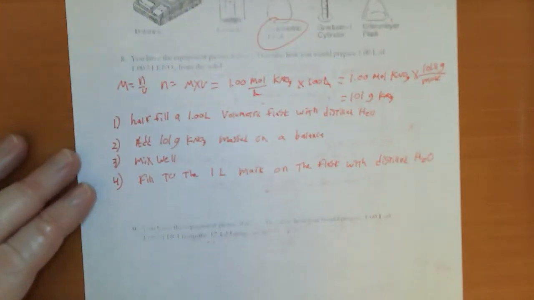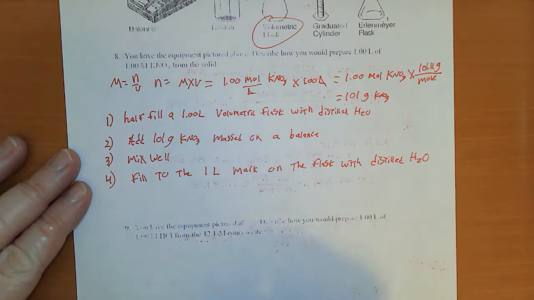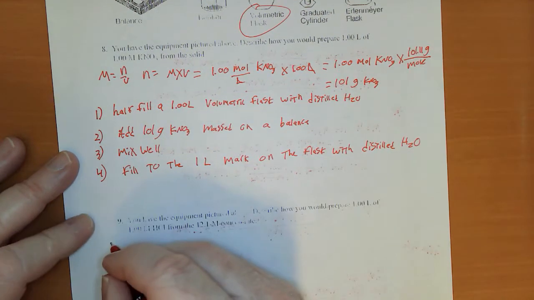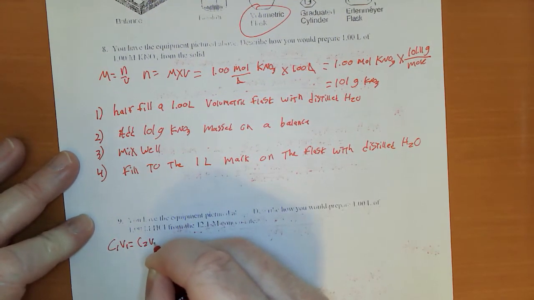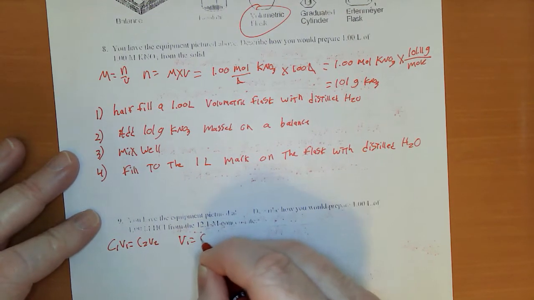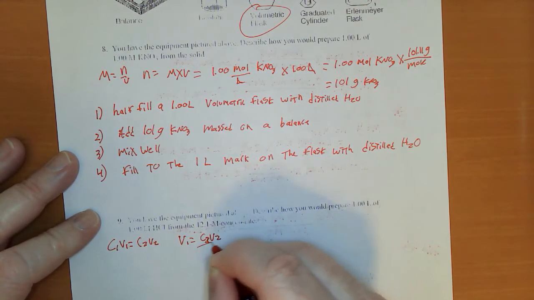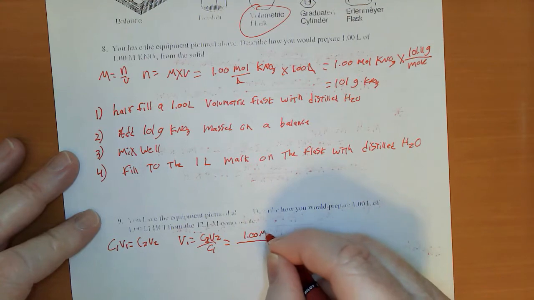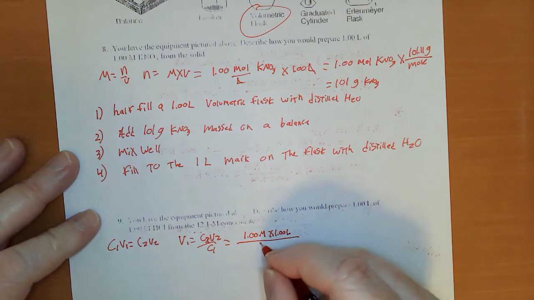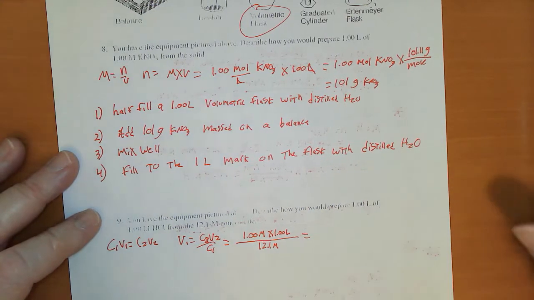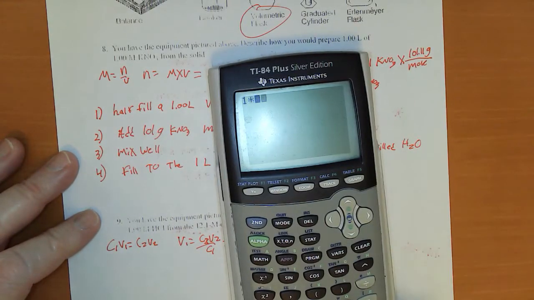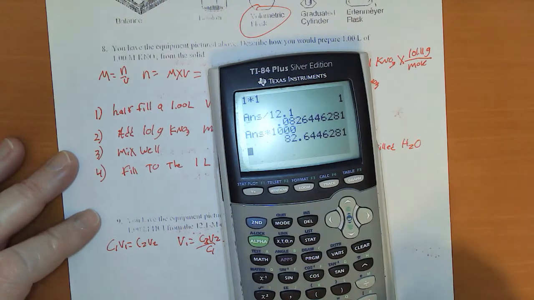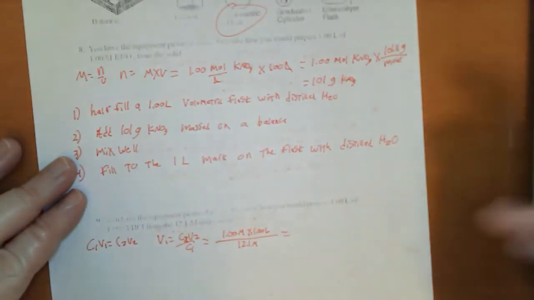Okay. Now, for my next one, the difference is I'm doing it from a liquid rather than from a solid. So I use C1V1 equals C2V2. V1 is C2V2 over C1, which equals 1.00 molar times 1.00 liter over 12.1 molar. So 1 times 1, of course, divided by 12.1. And I'm going to convert that to milliliters and get 82.6.